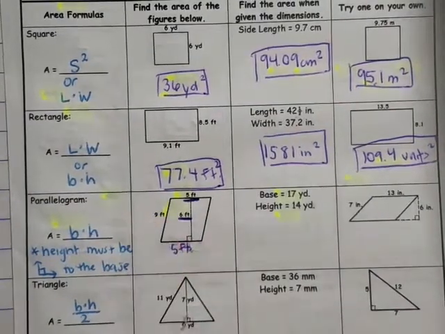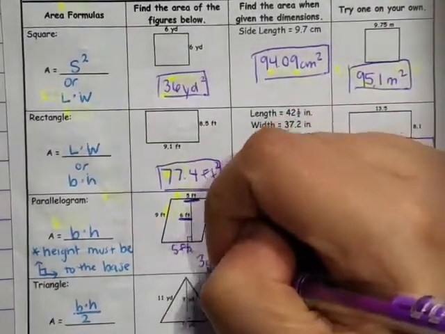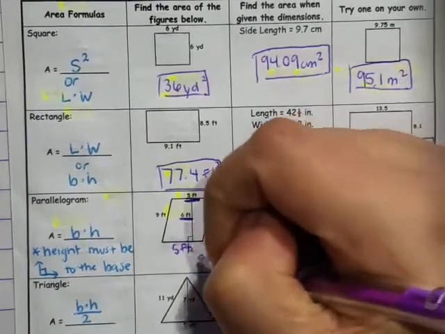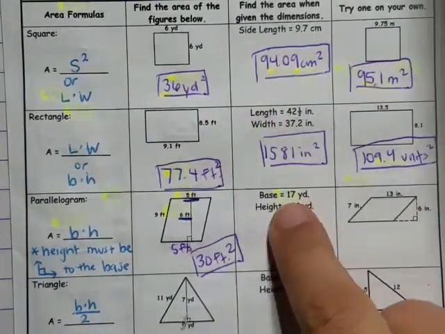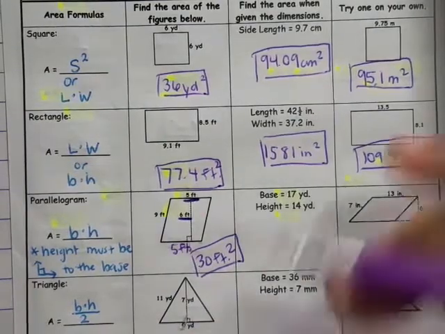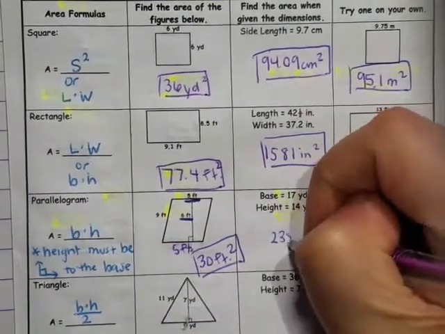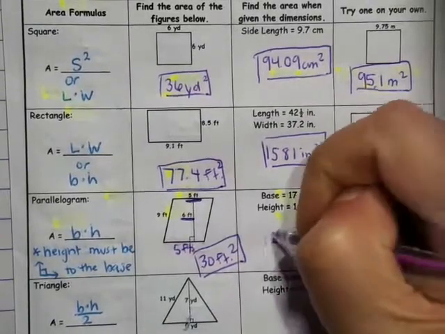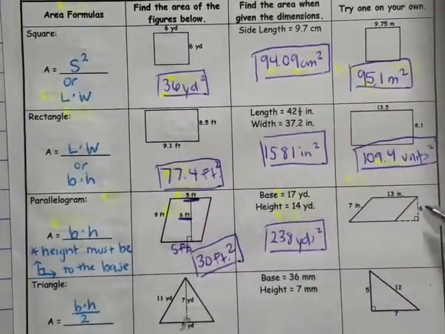We are not going to use the 9. So 6 times 5 gives me 30, and then feet squared because it is area. All right, base times height is just 17 times 14. So 238 yards squared.